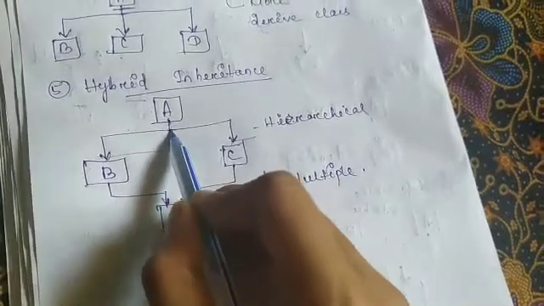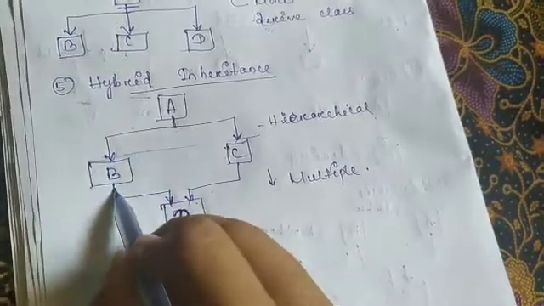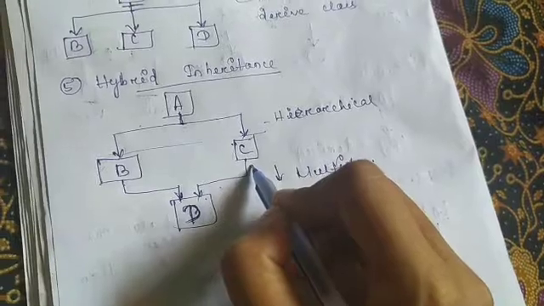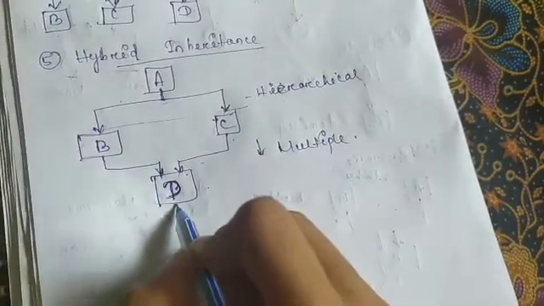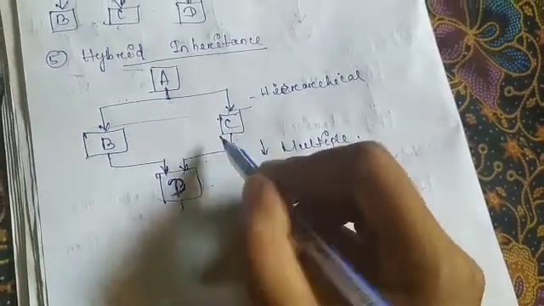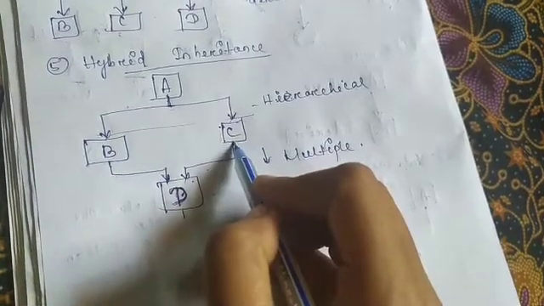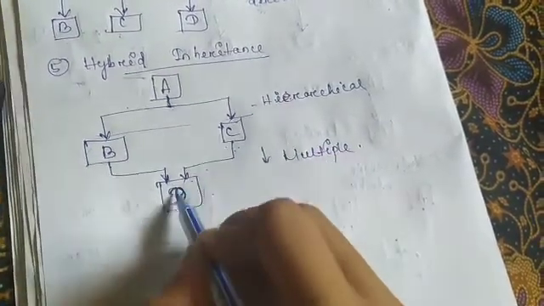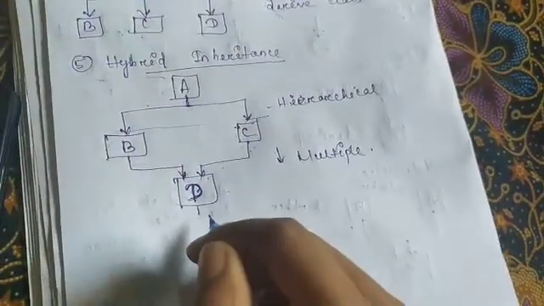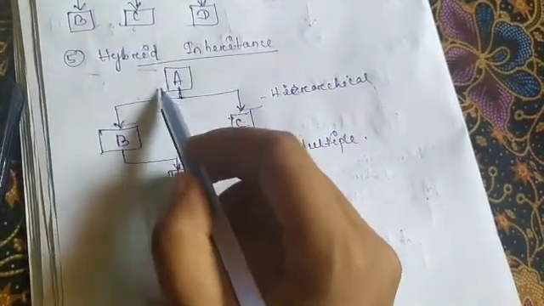For example, let's say your grandfather has two children, your father and your auntie, and you have some characteristics of your father as well as your auntie. Or let's say your grandparent has two children, your father and your uncle, and your appearance is like your father and your characteristics are like your uncle. So this type of example comes under hybrid inheritance.